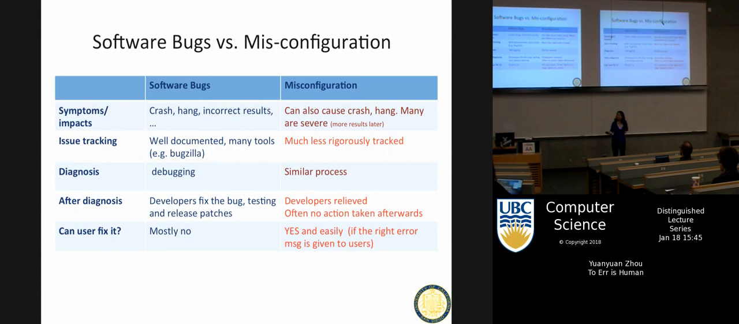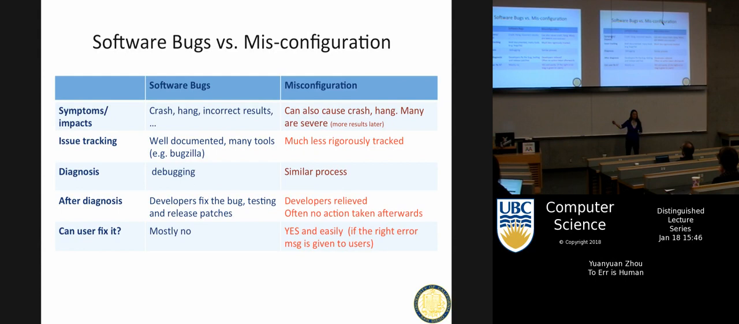And for diagnosis, it's actually a similar process, because in the beginning, starting from the symptom, you have no idea whether this is a software defect or a configuration error. So you must do similar diagnosis. But the interesting thing, where the opportunity comes in, is that for software defects you have to rely on the developer to fix the bug. The system admin cannot do anything, but has to wait until you release a patch.